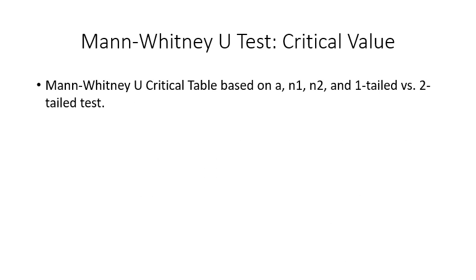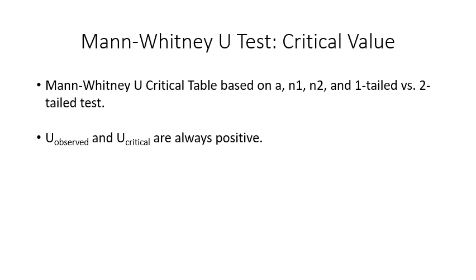Our Mann-Whitney U critical table is going to be based on an N1 and N2 and one-tailed versus two-tailed. So just like with the independent samples test, where you got a degrees of freedom from the two of those, you need an N1 and an N2. For this test, you're actually going to need both of those as separate values.